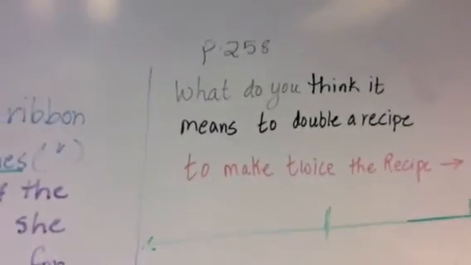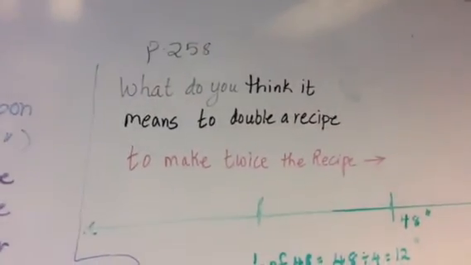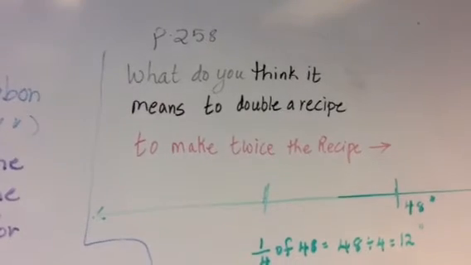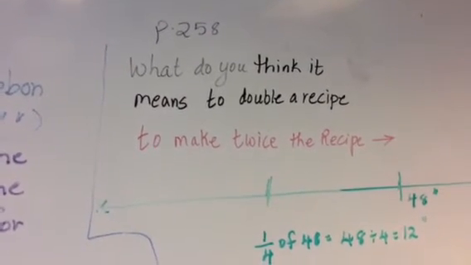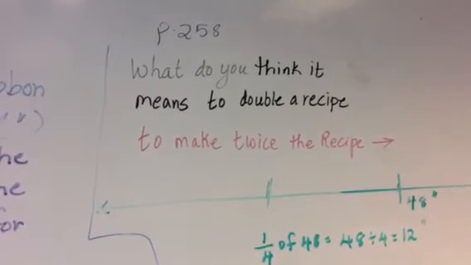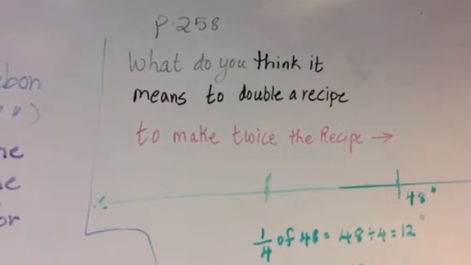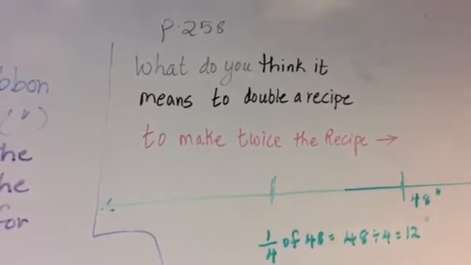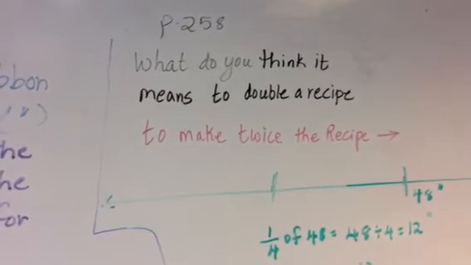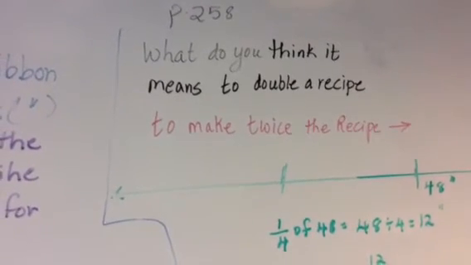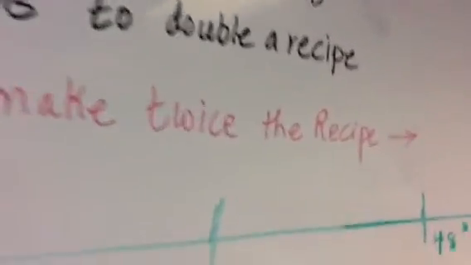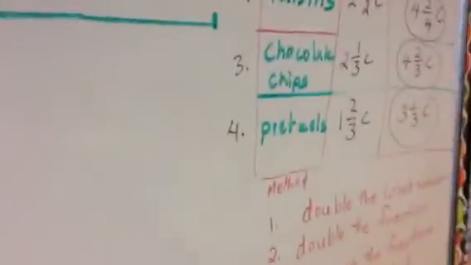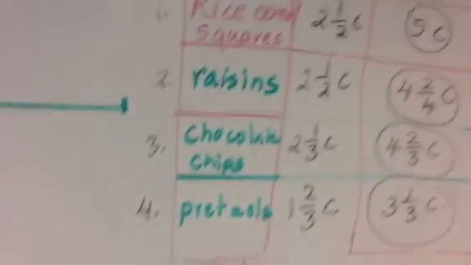Now, going to page 258. What do you think it means to double a recipe? Double a recipe means to make twice the recipe. So like if mom is making cookies for dad and then she decides to make some for dad too, then she has to make it double. Use the recipe twice. Okay, so let's go on to the recipe that is shown on page 258.